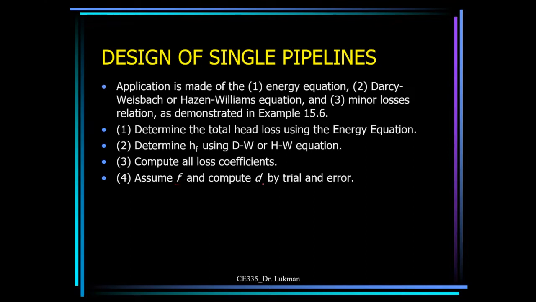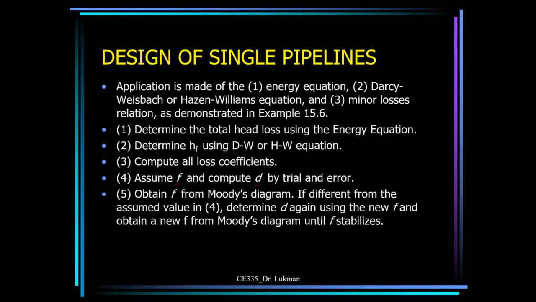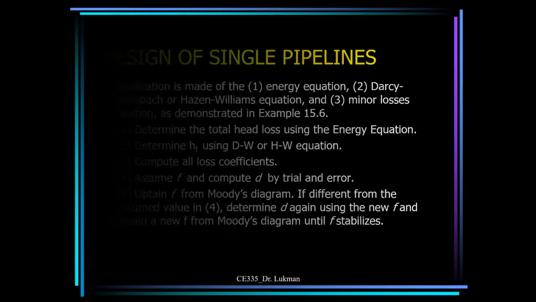Assume F, the friction factor, and compute the diameter by trial and error, and obtain F from the Moody's diagram to see if it will be different from the assumed value. If it is so much different, then determine D again using the new F and obtain a new F from the Moody's diagram until F stabilizes. This is better demonstrated using an example which I'm going to explain below. Okay, that is the design of single pipelines.